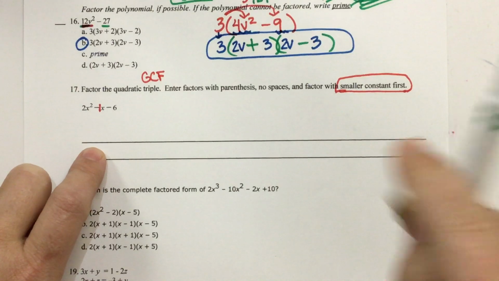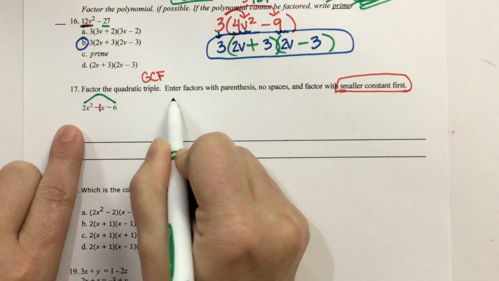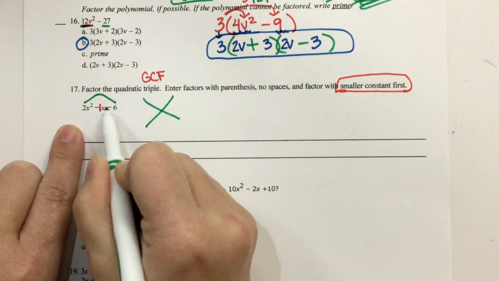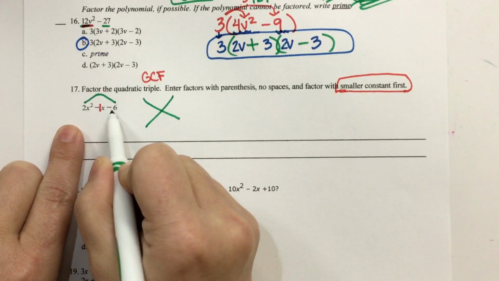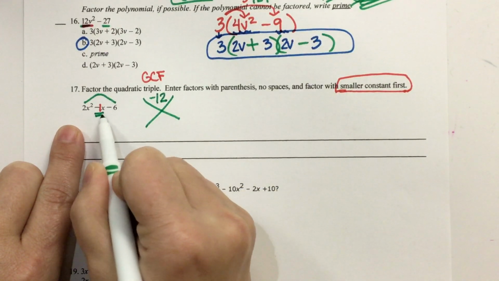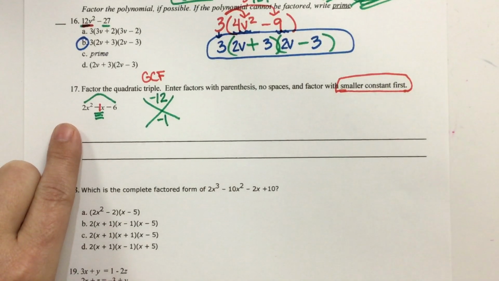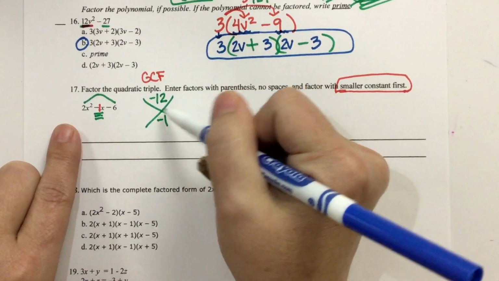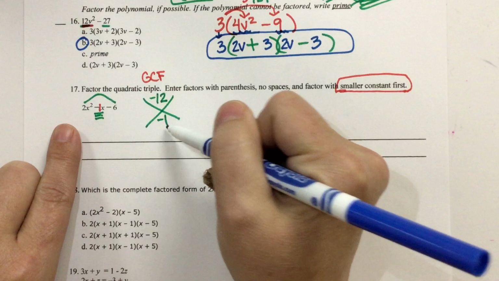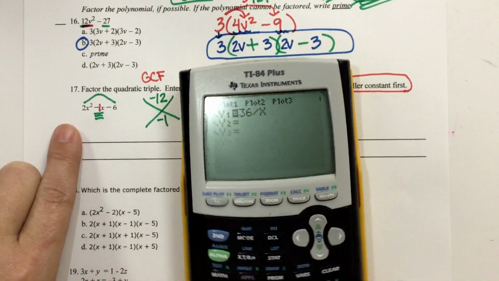Okay, as soon as I count that there's 3 terms, 1, 2, 3, I do this a times c rooftop. So a times c, 2 times negative 6 makes negative 12. And I want the numbers to add to make the b, which is negative 1. So I'm looking for 2 numbers that multiply to make negative 12 and add to make negative 1. Okay, I know what they are. I hope some of you already know.